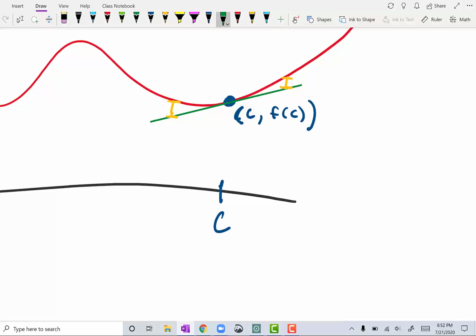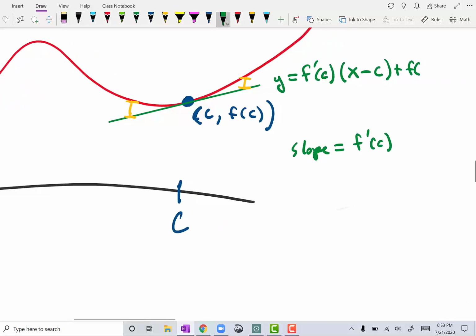well, its slope will be just the derivative at c, right? The slope at a value is equal to the derivative at that value, which is equal to the slope of the tangent line at that point. And now we have a slope and we have a point. So we can use point slope form to write that this equation will be the derivative at the point. That's our slope, and then our y value is f of c.